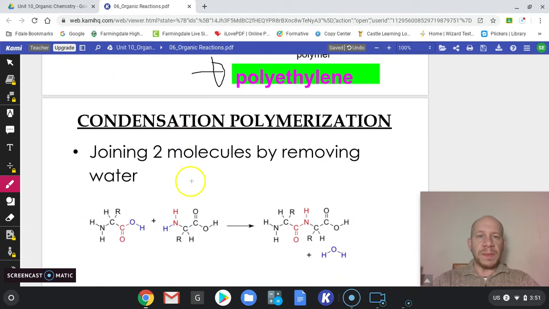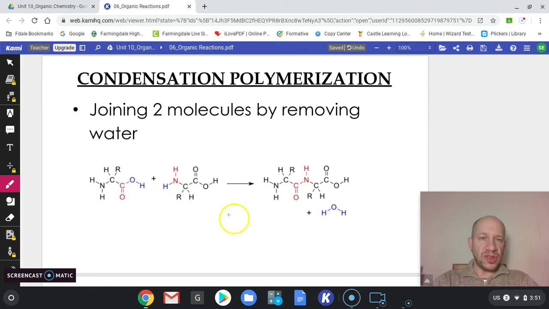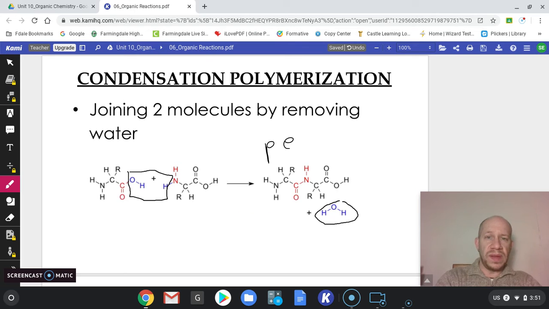Our second type of polymerization is condensation reactions. This is where we join 2 molecules together by removing water. We did a lot of this in living environment. So here's our water, and we'll join them together. This is how peptides are produced. This is an example of peptides, and we made a peptide bond.